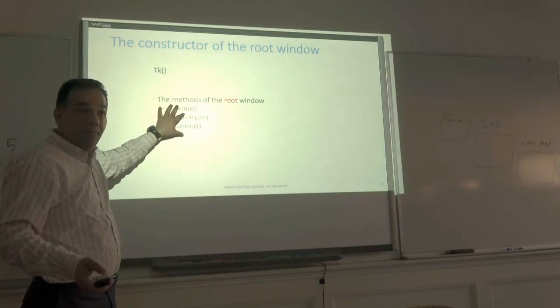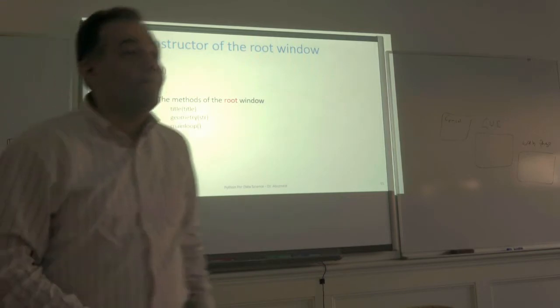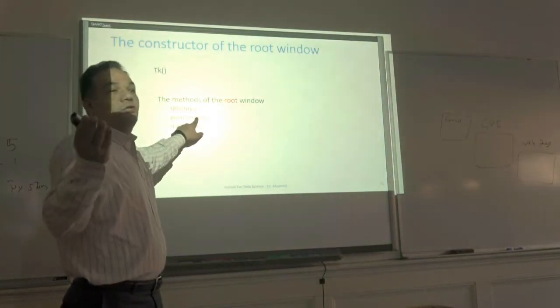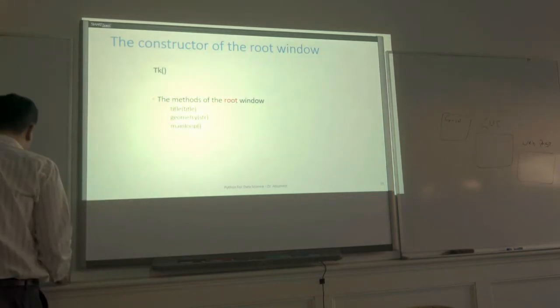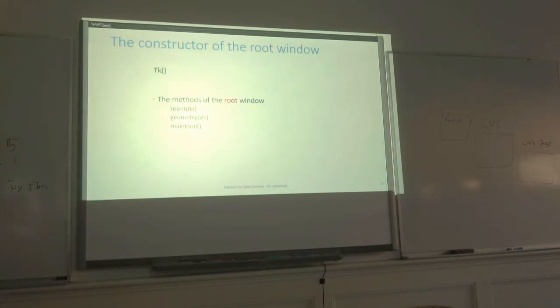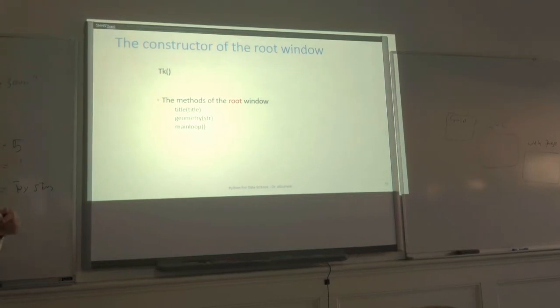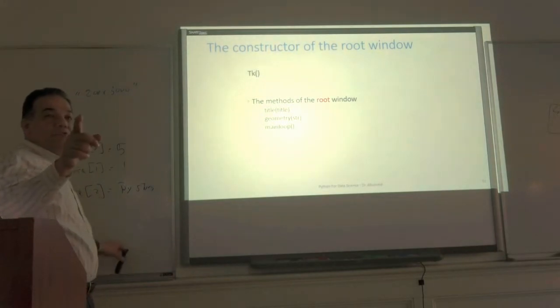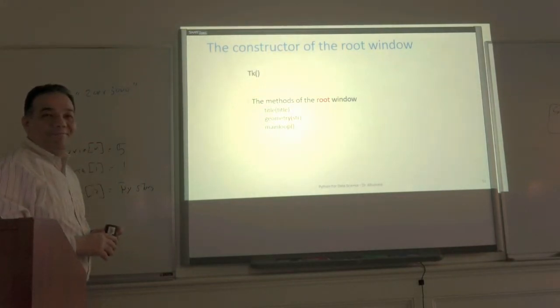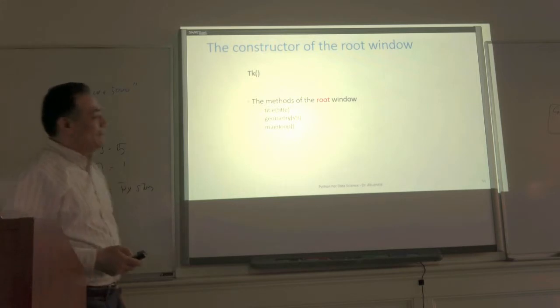So any program has to include the constructor and these three. Clear? Yes? Why is the geometry in a string? Oh, it has to be, that's how they designed it. You put it like this, 200 times 300. So why is it a string? I don't know. That's how they designed it, right?